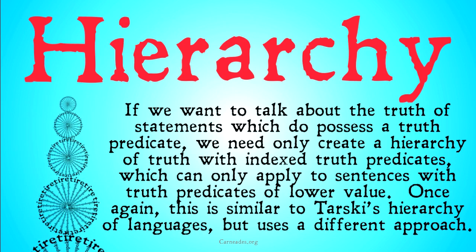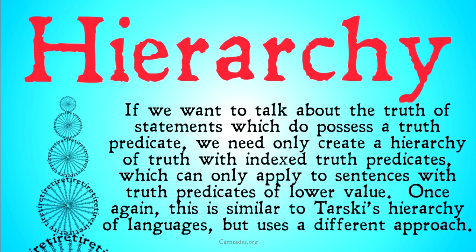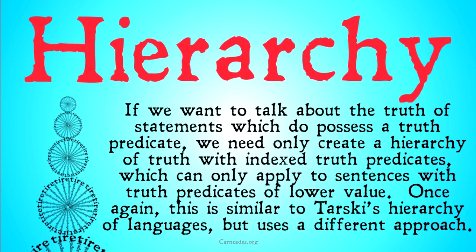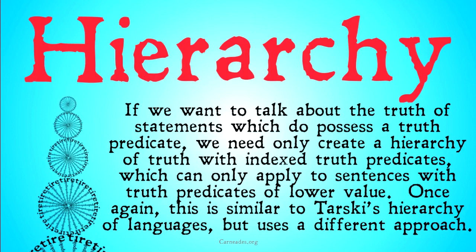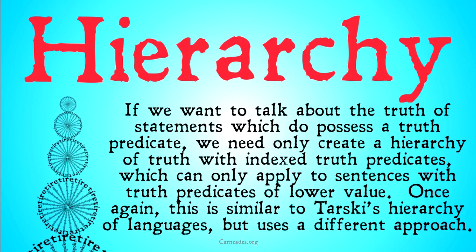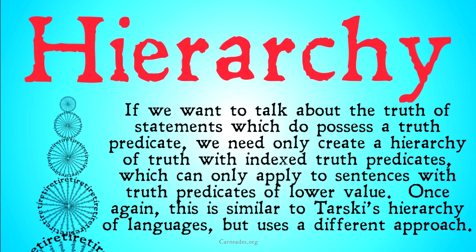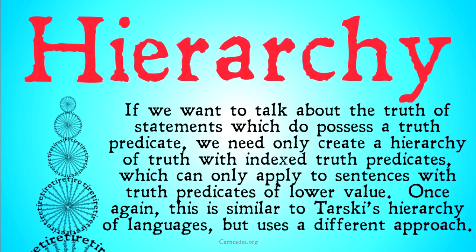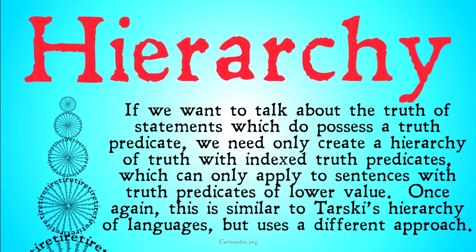Now, before we go, let's talk a little bit about hierarchy. If we want to talk about the truth of statements which do possess a truth predicate, remember, all of our axioms just applied to the original statements of Peano arithmetic. They weren't any of the statements of TPA. They weren't any of those additional statements which had truth predicates in them. We only need to create a hierarchy of truth with indexed truth predicates. So we'll call that truth 1, and then we'll have a truth 2, which only applies to those, and a truth 3 that applies to truth 2, truth 1, and so on and so forth. Each of the truth predicates can only apply to sentences with truth predicates of lower value.